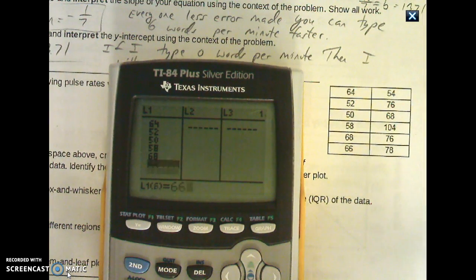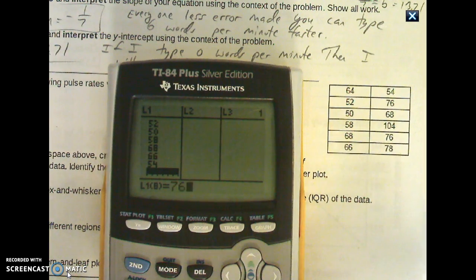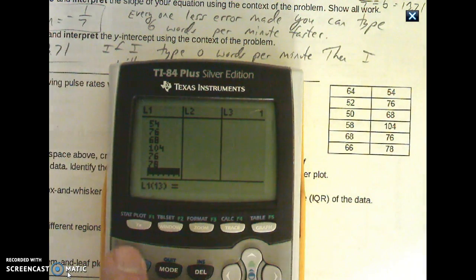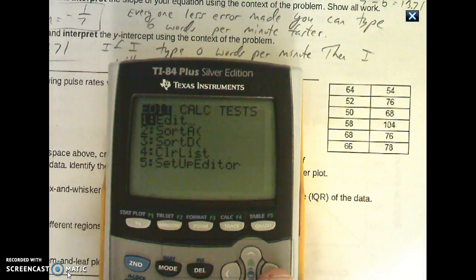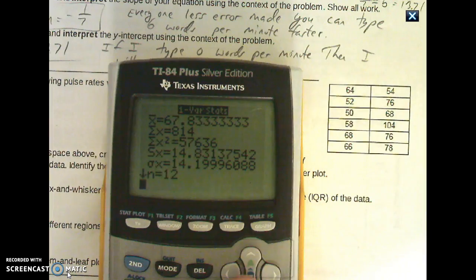68, 66, 54, 76, 68, 104, 76, 78. Okay. Get out of here. Stat, calc, one variable statistics. Okay, now we're looking better.